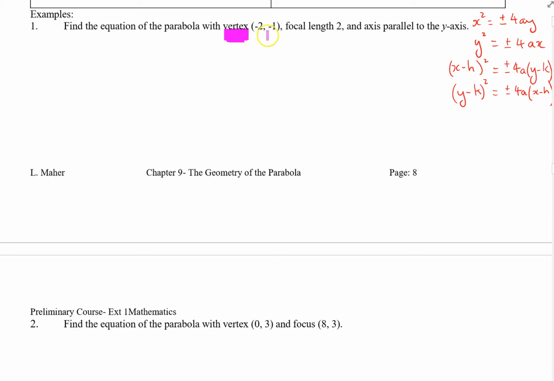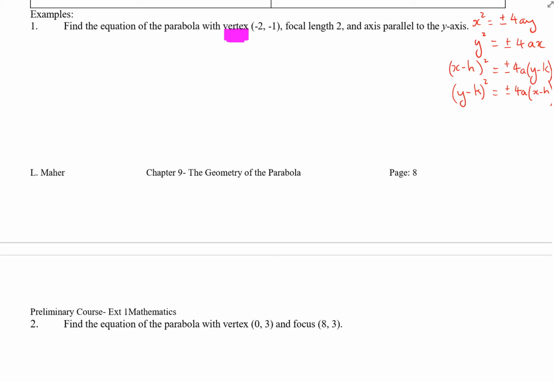So we've got the vertex, the focal length, and the axis is parallel to the y-axis, and we've got to find the equation. Well, finding the equation, I'd go back to the 4 steps. 1 was sketch as much as you can, decide on the format for your parabola. Step 3, evaluate your value of your focal length and or now vertex, and 4, sub into the appropriate equation, get the equation for the parabola.